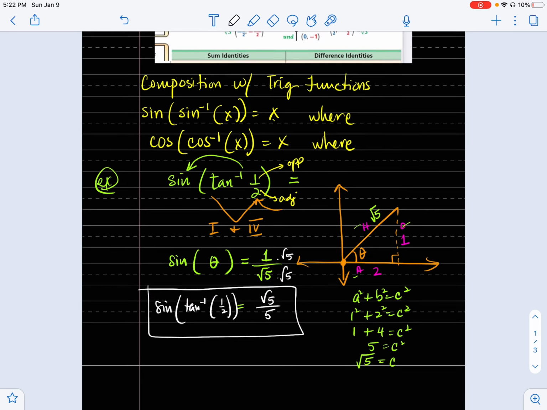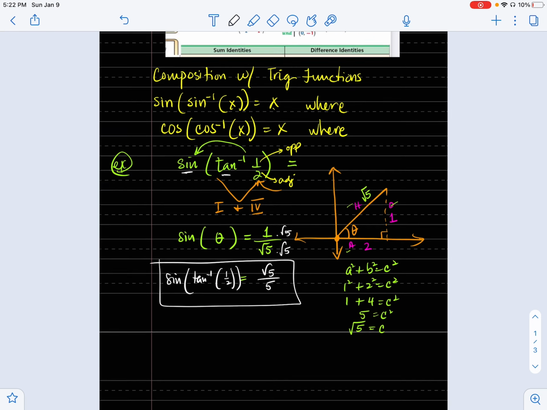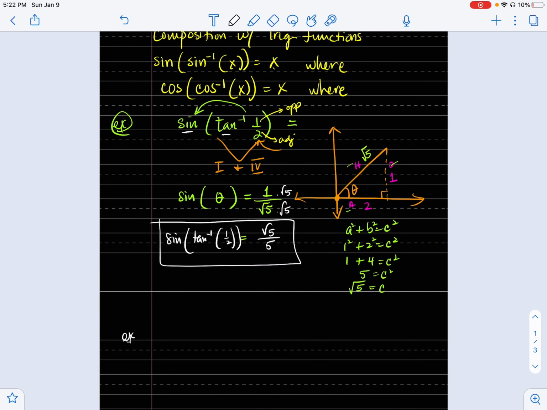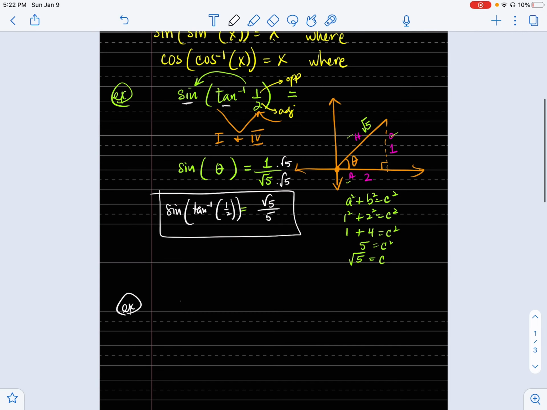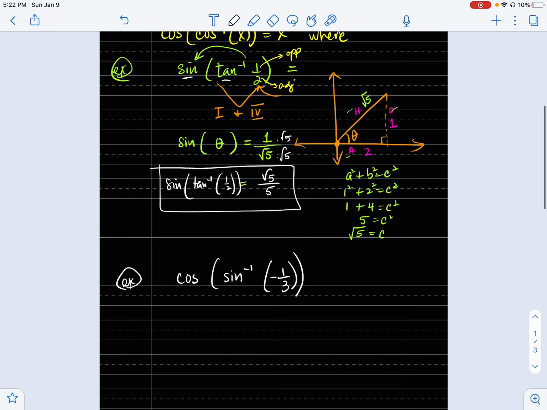Yes, it's a little bit of work when they are different inverses, and we can't cancel them. We have to take another route here, and that's the route we must take. I shall show you more examples, of course. Cosine of sine inverse of negative 1/3. Ta-da. Clearly, I can't cancel them.